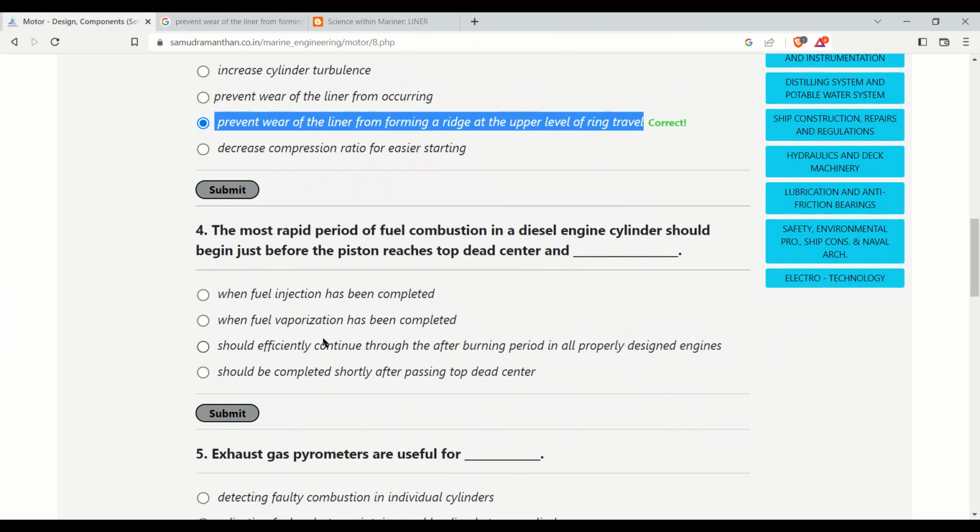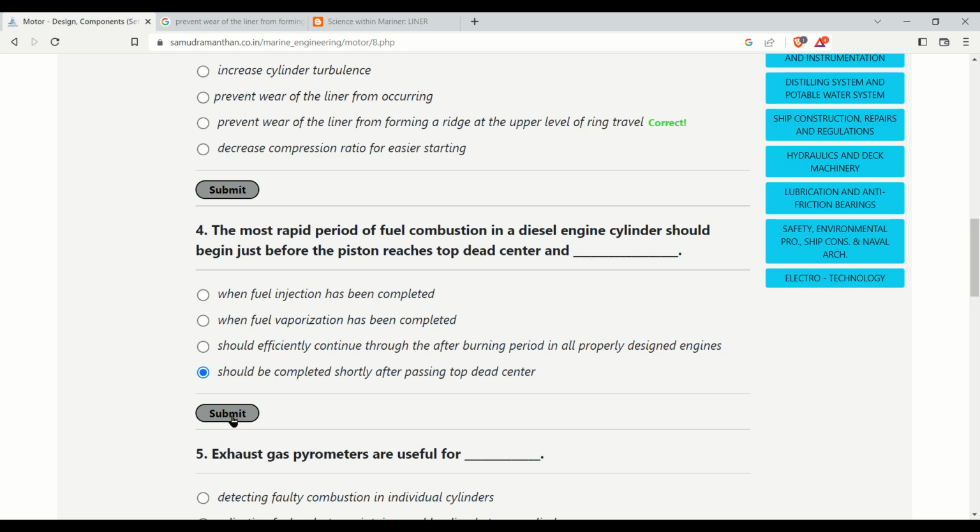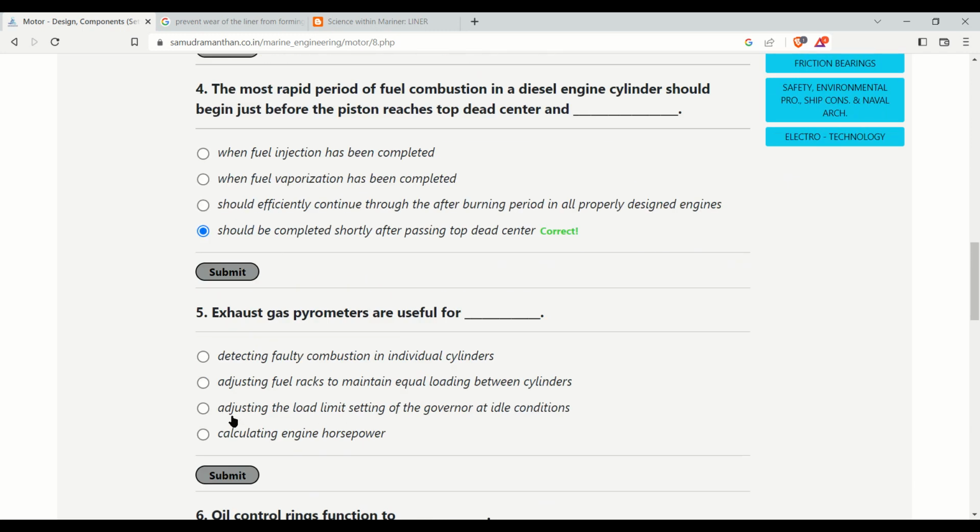The most rapid period of fuel combustion in a diesel engine cylinder should begin just before the piston reaches the top dead center, and the options are when fuel injection has been completed, when fuel vaporization has been completed, should efficiently continue through the afterburning period in all properly designed engines, should be completed shortly after passing the top dead center. The correct answer should be completed shortly after passing the top dead center.